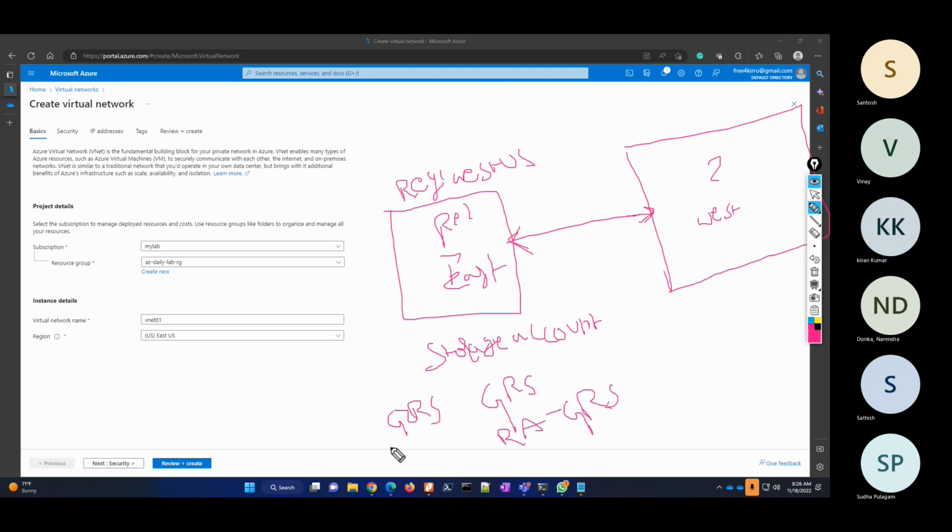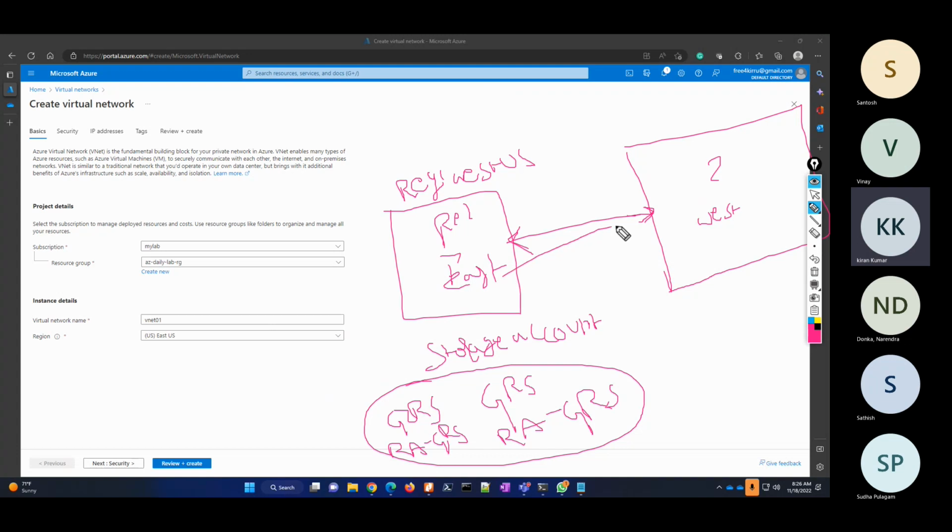GZRS, RAGZRS, different options like that are available. If you select any one of these options, what will happen? Your data is replicated and maintained in the second region. The same data that you keep in the first region automatically replicates and is maintained in the second region.